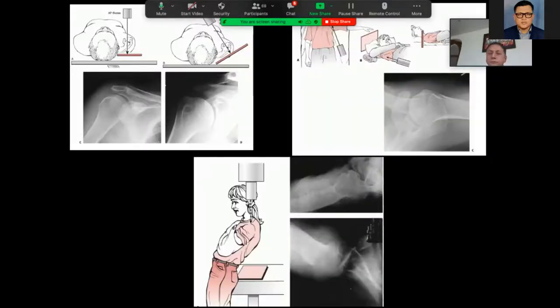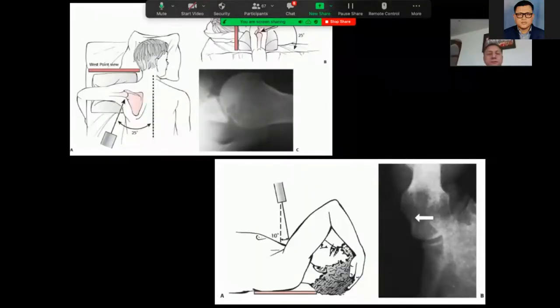So the next question is about investigation. Sudeep sir, I would like to ask you to take it. There are multiple X-ray views mentioned in the literature and in our books, right from AP, axillary lateral, Velpeau lateral, and various other views. So what is your practice? Do you do all these views or not?